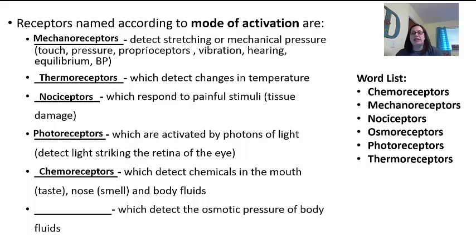The next one detects chemical changes in the mouth, like taste, also in the nose, like smell, and even in your body fluids, and so they're chemoreceptors. Chemo means chemicals. And then the last ones detect the osmotic pressure changes in your body, so like the water, and so these are the osmoreceptors. These are going to be really important in detecting if you have enough water or if you're dehydrated. Okay, so again, just like the other ones based on location, you should be able to match them up to their definition. The same thing here with your mode of action.